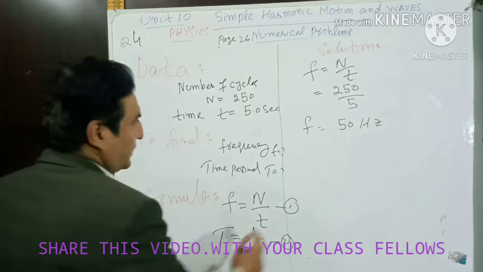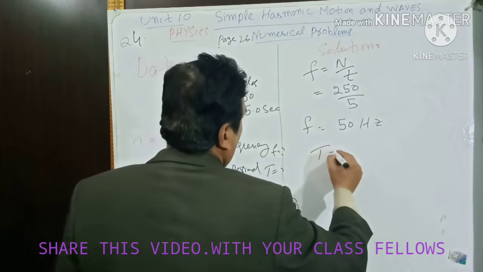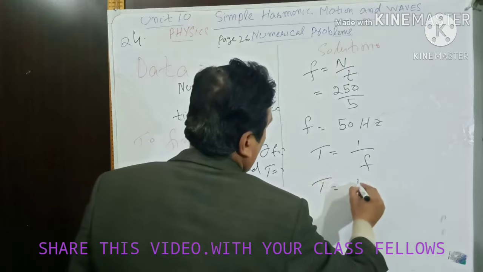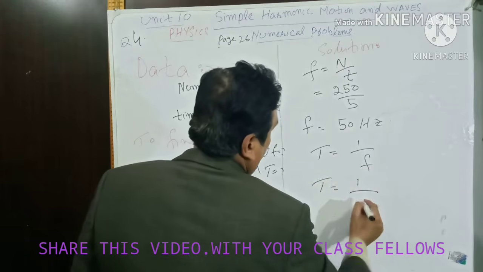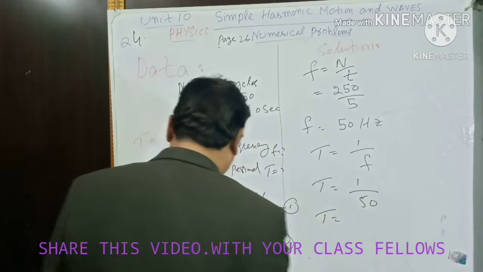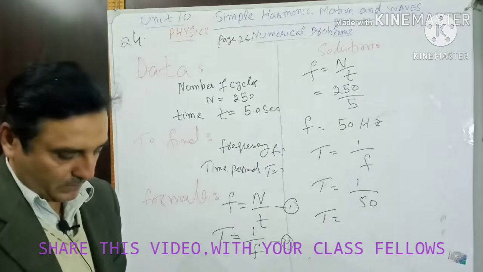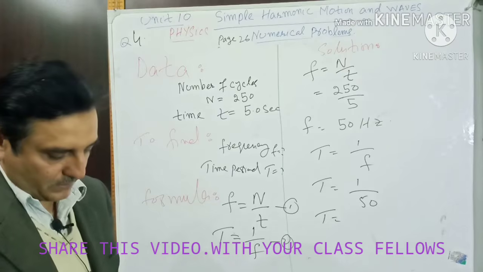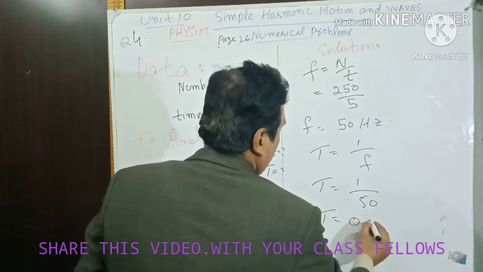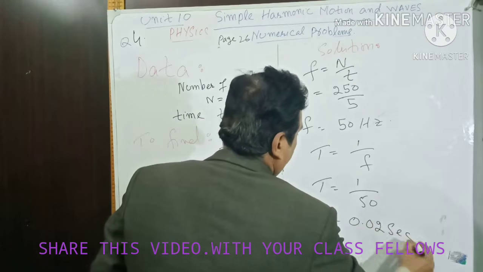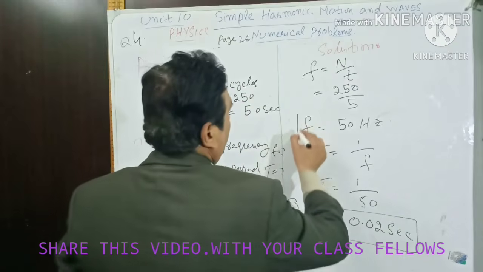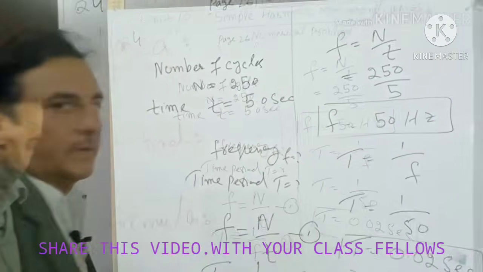The second part is time period. Divided by 50. Zero point 02 seconds. This is our second answer, and this one is our first.